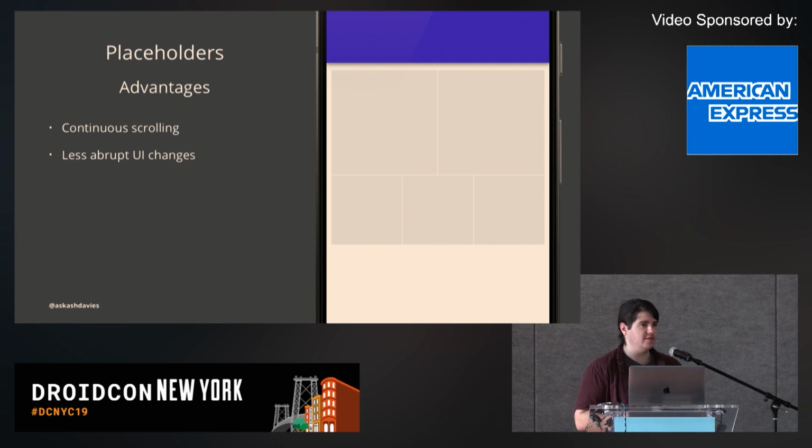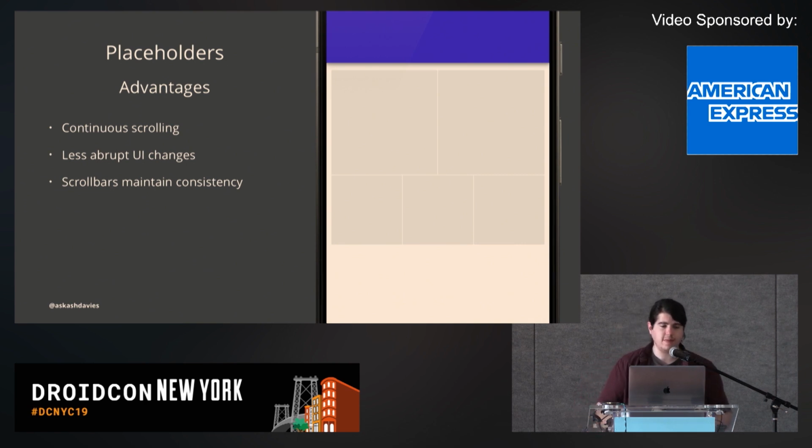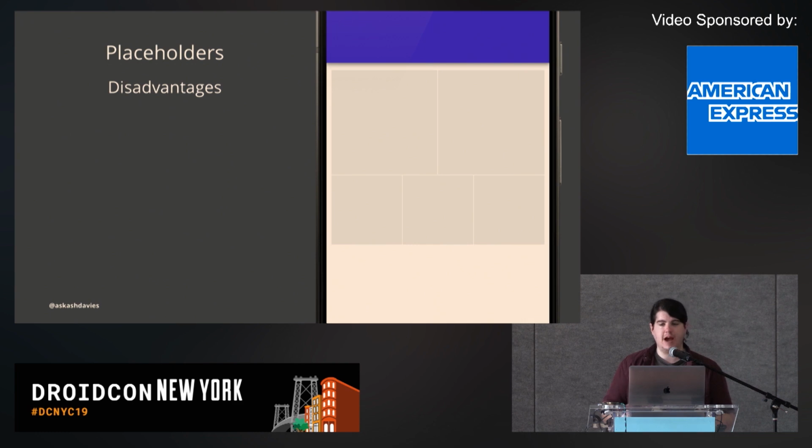Less abrupt UI changes, so the scroll bar doesn't jank. There's no kind of jumping about here. The scroll bars maintain consistency. And you've got accurately indicating loading states. But these come with a few drawbacks as well, or some considerations anyway. So irregular sizes of these items can cause jank.